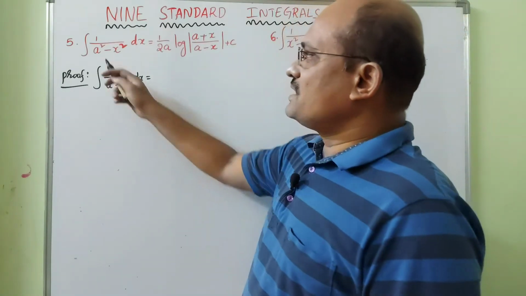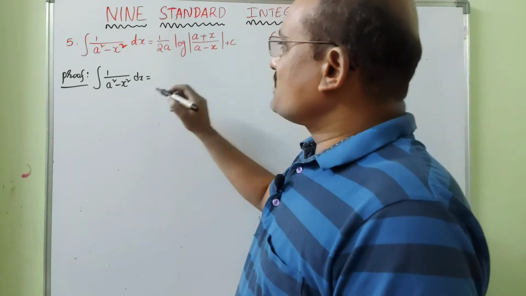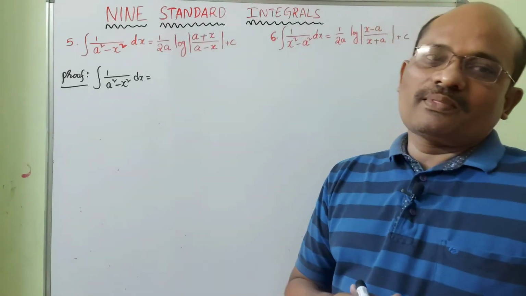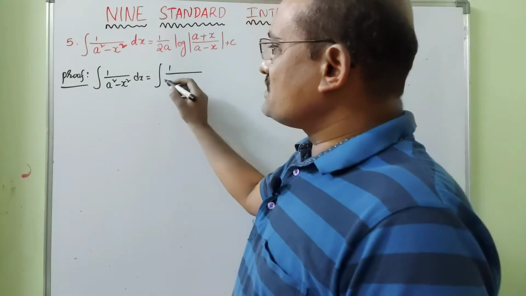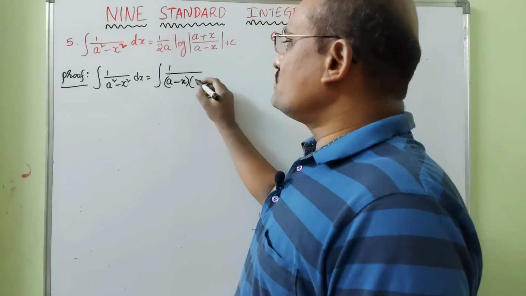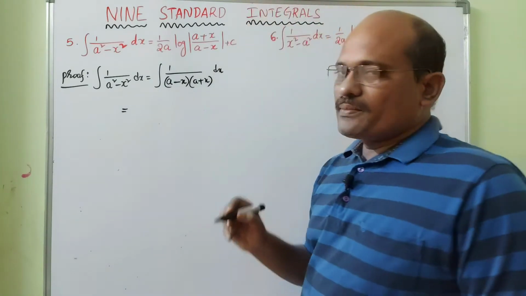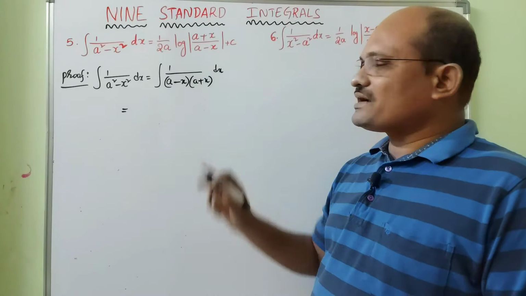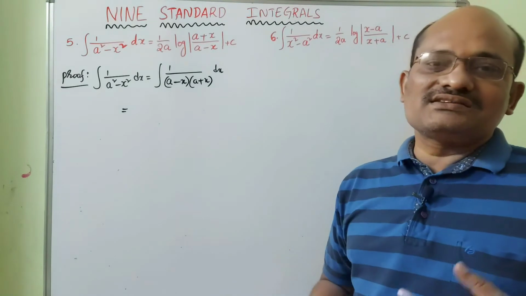Now observe the LHS. Integral of 1 by a square minus x square dx. Students, here observe the result. So here substitution doesn't work. What I am doing is, first I am writing the factors of the denominator. A square minus x square can be written as a minus x into a plus x. Next, students, here we have two factors, a minus x and a plus x. What is the sum of these two factors? If you add a minus x and a plus x, x gets cancelled, you will get 2a.